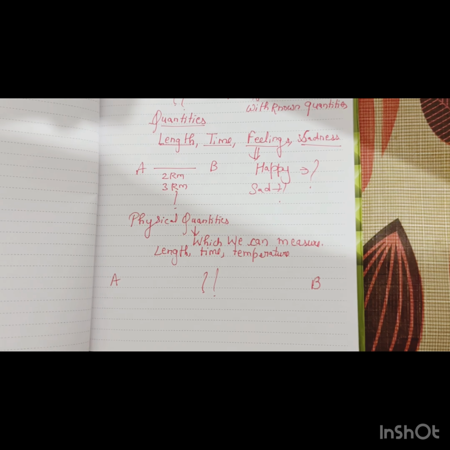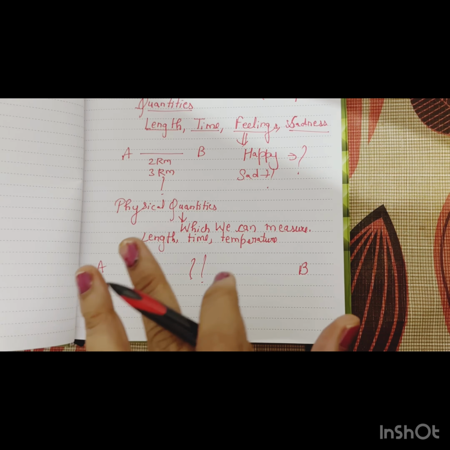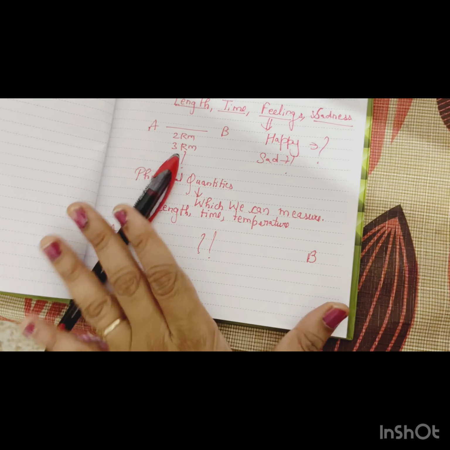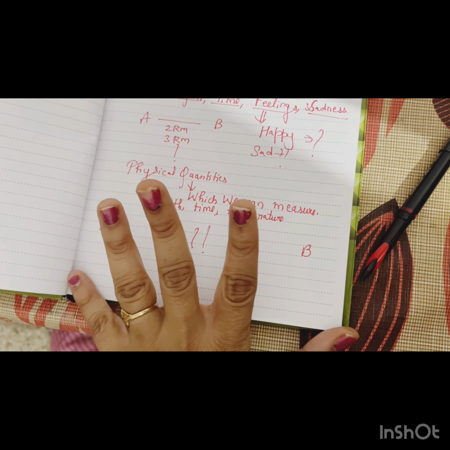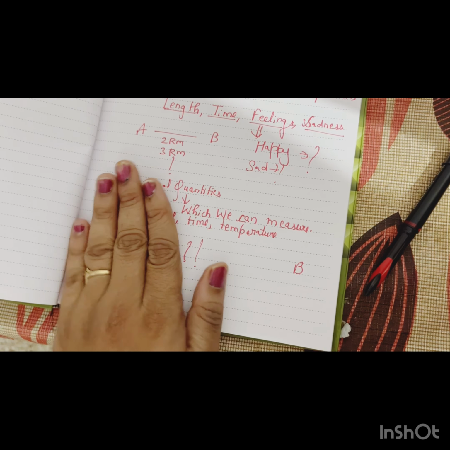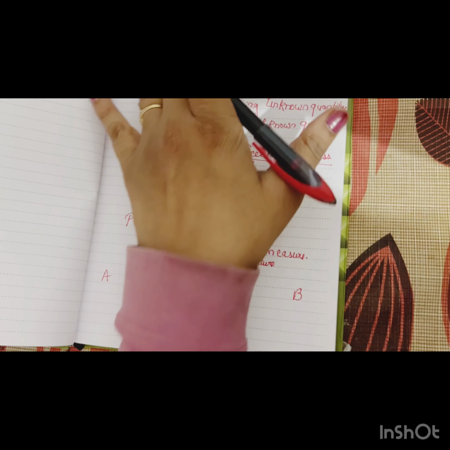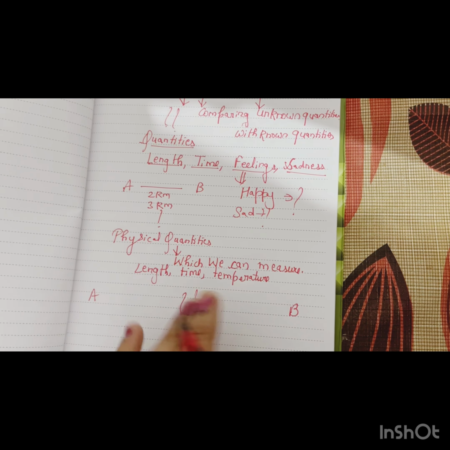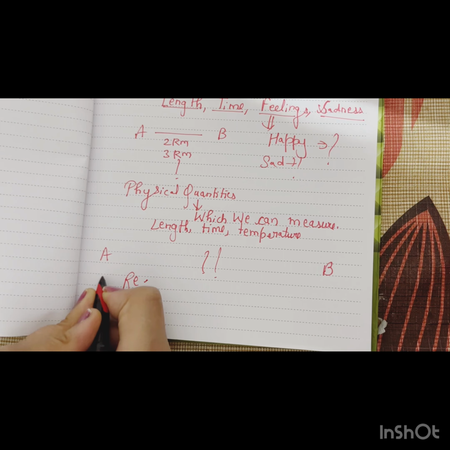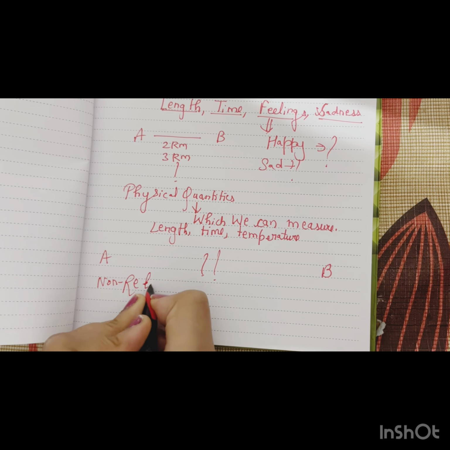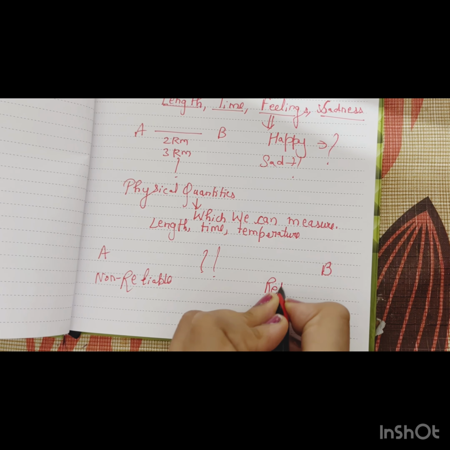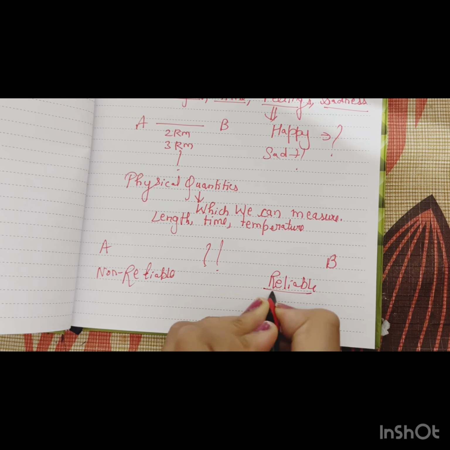When there were no standard instruments, assumptions occurred. For example, if I'm talking about this notebook, I say it is my one hand span, but for another child it would be maybe two hand spans. So when we started the study of measurement, we classified them into two types. Earlier, the measurements we were doing were non-reliable measurements. And now, as the sciences are getting advanced, we have understood reliable measurement.